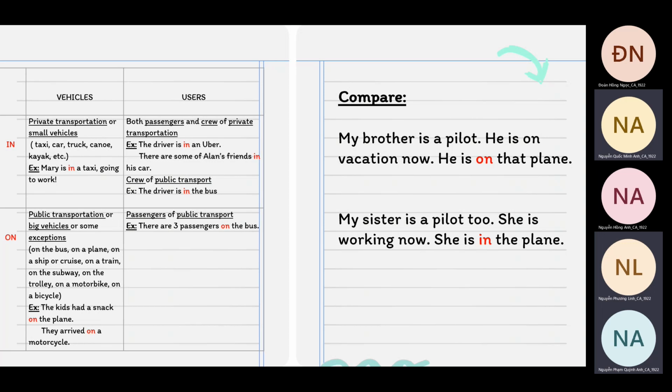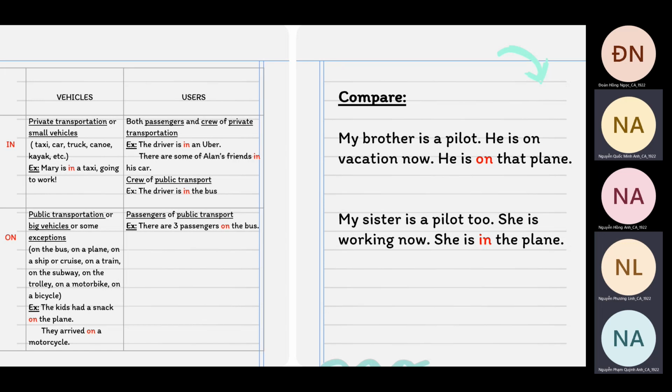But for users, we use in for both passengers and crew of private transportation. For example, the driver is in an Uber, or there are some of Alan's friends in his car. In is also used for crew of public transport. For example, the driver is in the bus. On the other hand, on is used for passengers of public transport. For example, there are 3 passengers on the bus.